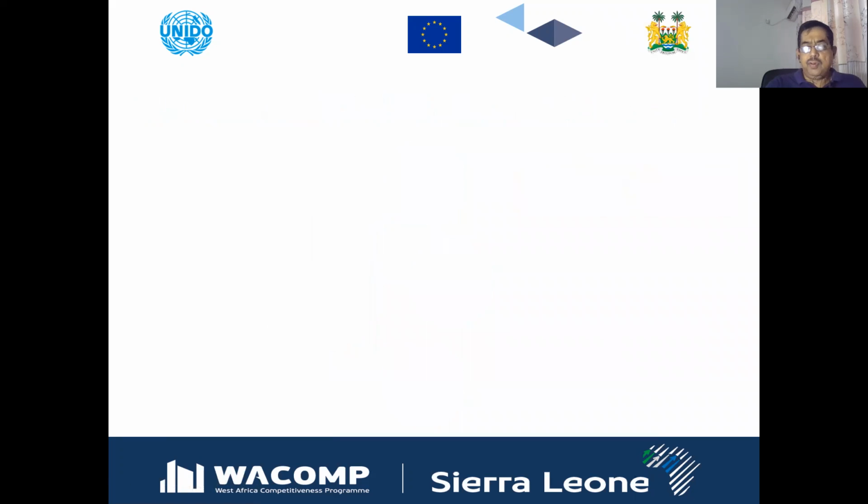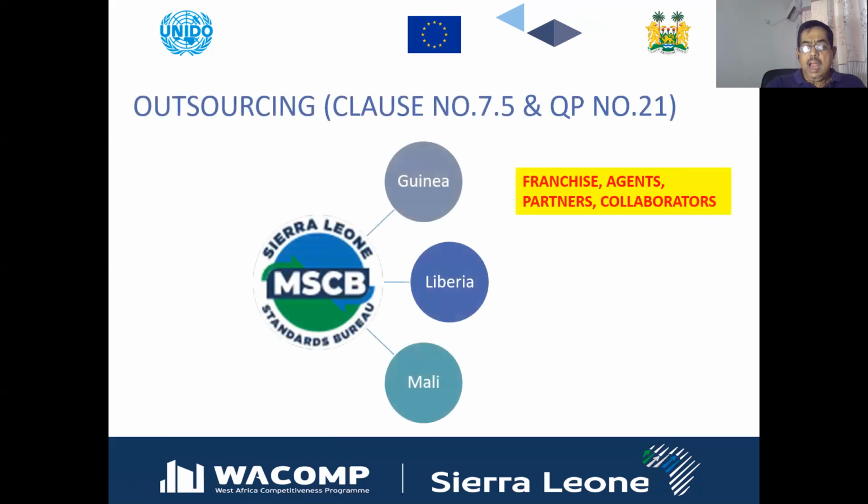And this is as per the standard. In the standard ISO 17021, the provision is there with respect to this QP number 21 that we are going to discuss. QP number 21 is based on clause number 7.5 of ISO 17021, and the clause name is outsourcing. I mean, how to outsource your services where you are physically not available. So this clause is with respect to that.